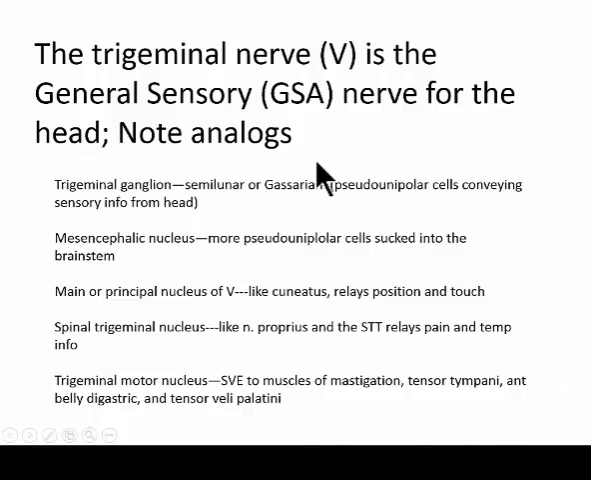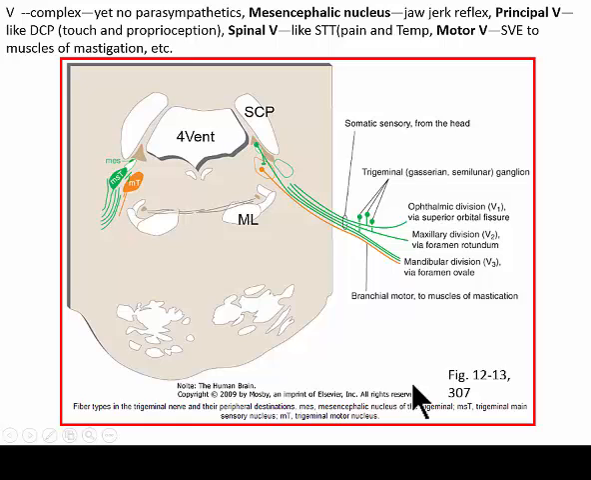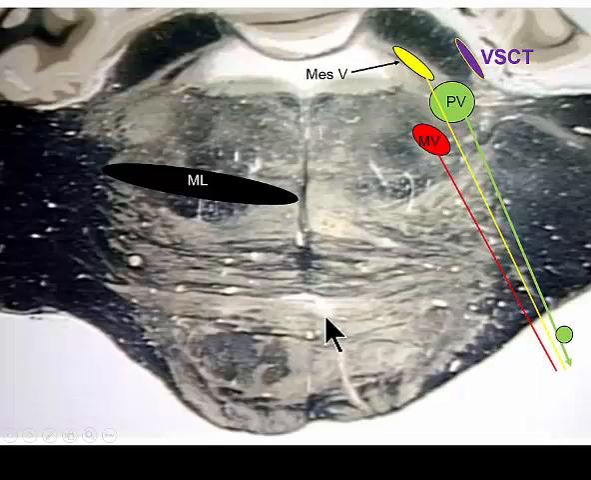So look at this. I've been beating this to death, but here are the analogs right here. You can pause that. And 5 is complex, but it has no parasympathetics. Once again, mesencephalic nucleus, jaw jerk, principal 5, like the dorsal column, touch and proprioception, spinal 5, like spinothalamic, motor 5, SVE to muscles of mastication.